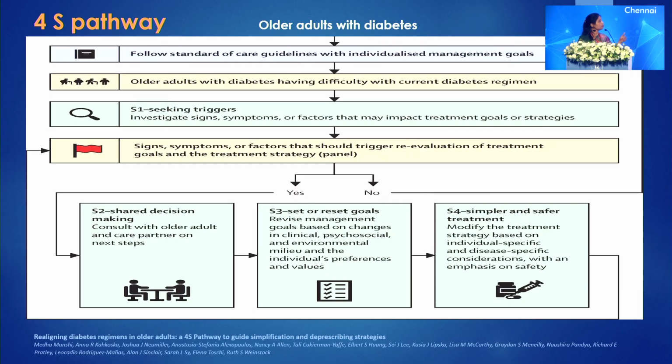And S3 is to reset goal. So what it means is that even if you've seen the elderly for about 14 times, review patient, yet every visit you consider them as a new patient. And S4 is simple and safer treatment. So simplicity and safety take over all your complex regimes. So I'll dwell a little bit more on S1 and S4.